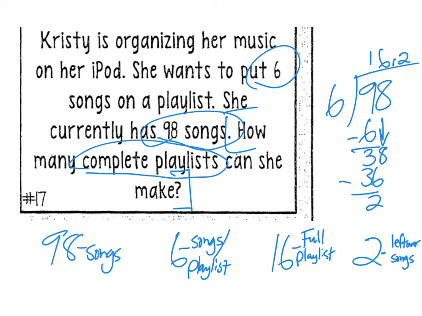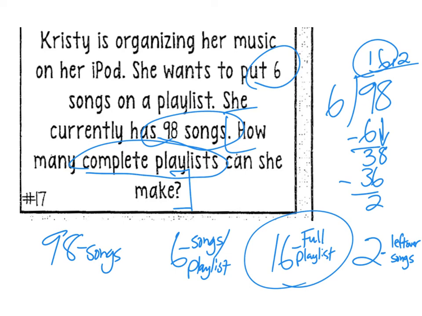Well, I kind of answered that when I was doing my labeling. Basically, she can only make 16. This is really my answer. This is what they want. The 2 songs that are left over, to make a complete playlist, she has to have 6 songs. Well, she had those 2 left over, so she can't make the 17th playlist. She can't make another one. So if they want to know how many complete playlists can she make, then I really want what's known as the quotient. I want to basically just drop the remainder. The remainder is not important for this question.